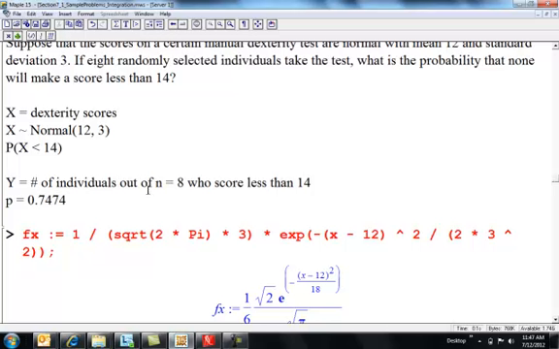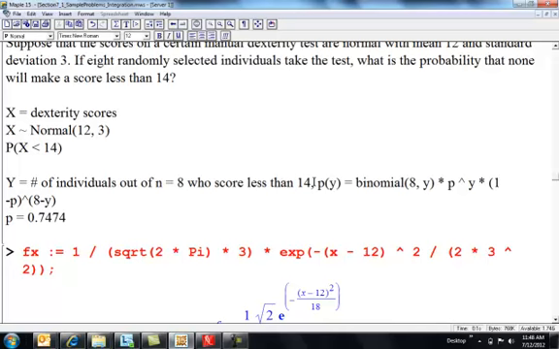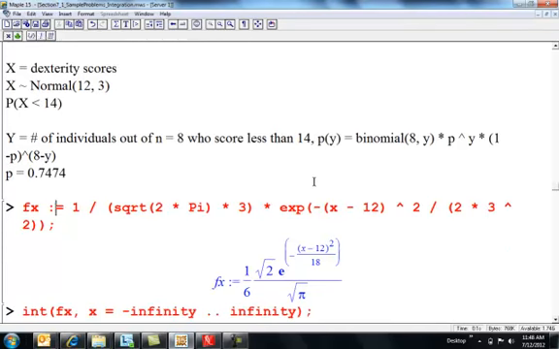Y is the number of people out of 8 who score less than 14. Then I could ask what's the probability 2 people do, 3 people do, and just set it up as a binomial. The mass function is p of y equals 8 choose y times p to the y times (1 minus p) raised to the 8 minus y. Then I could just sum that, because Y is a discrete random variable, a discrete number of people, and X was continuous, on a continuous scale.